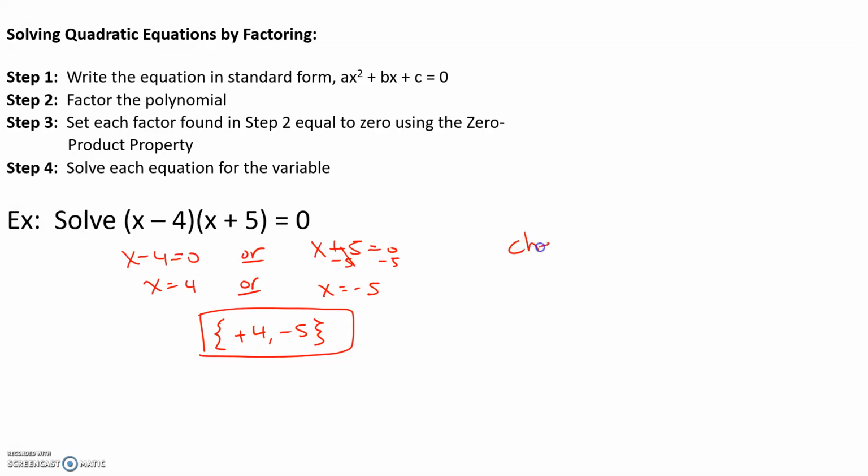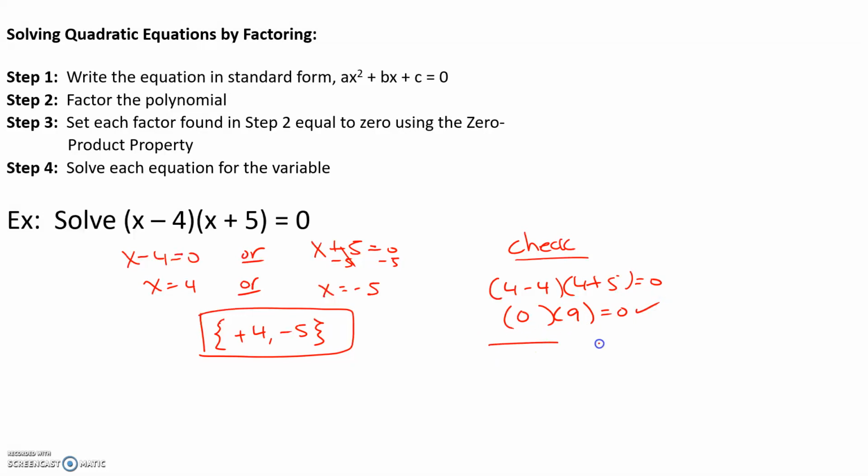Now, if we do a quick check, this makes sense. Let's plug in 4. If we plug in 4 into this equation, we would get (4 minus 4)(4 plus 5) equals 0. 4 minus 4 is 0, and 0 times anything is 0. So if we plug in 4, we do get 0 as the answer.